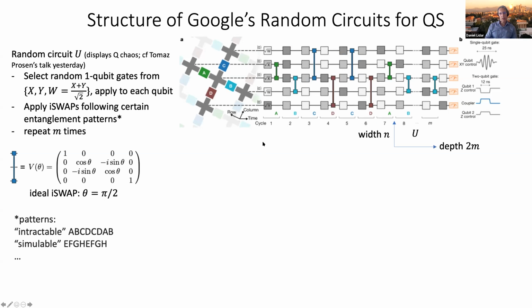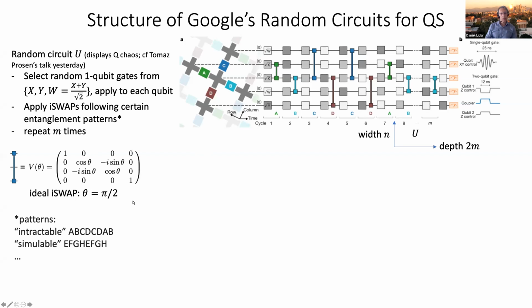And a random circuit, it's not a completely random circuit. It's random in the sense that we pick random single qubit gates from this set of three, the Pauli X, Pauli Y, or the W gate, the choice of which is random, and each one of these is applied to a qubit in a given cycle. And then within that cycle, each single qubit gate is followed by one 2-qubit gate. And the 2-qubit gate is an iSWAP. And there are patterns of these iSWAPs that are being applied.